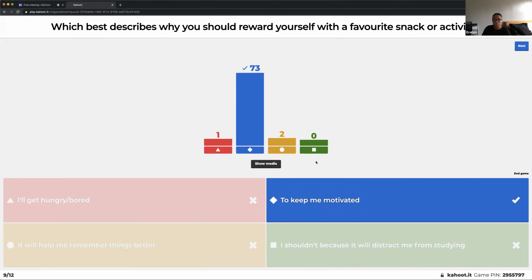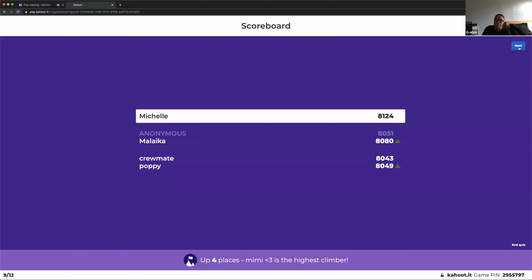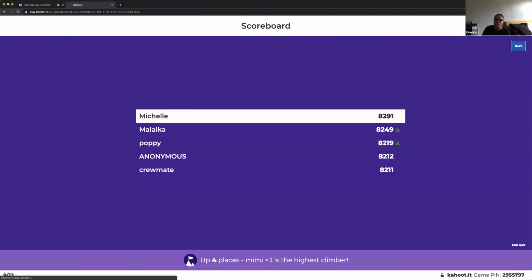Right, you might get hungry, but that's not the reason why you should treat yourself with a favorite snack or activity. It might help you remember things, but the reason why you should do it is to keep you motivated. The whole thing is about keeping you motivated to keep doing the work. So brilliant, well done for the top 5.